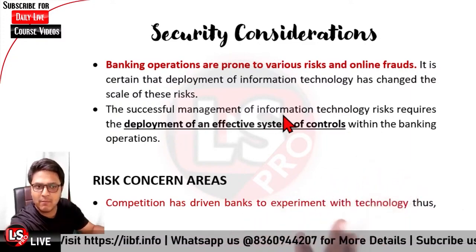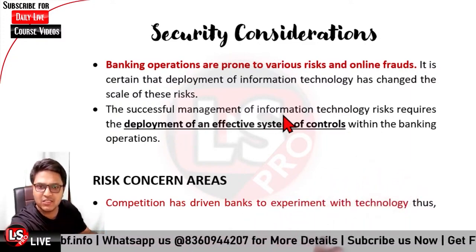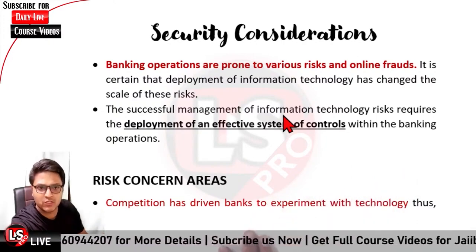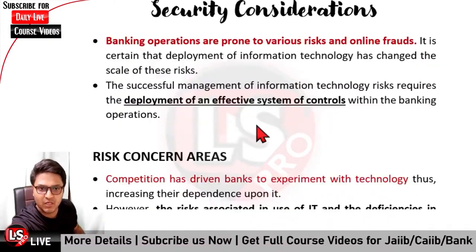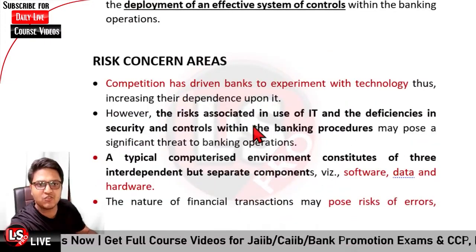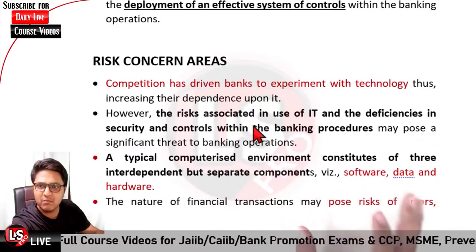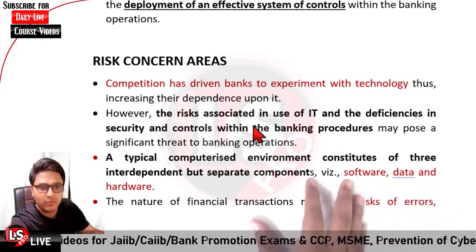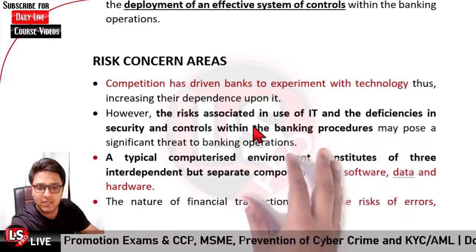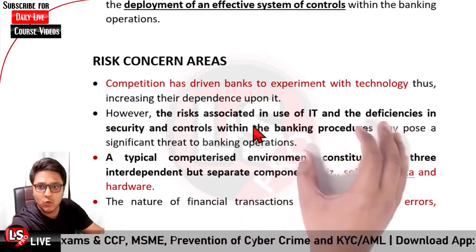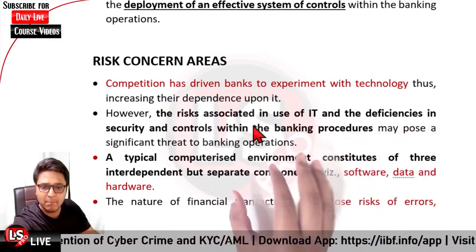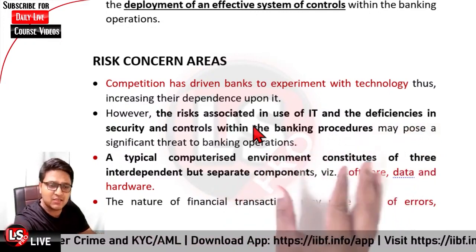So successful management of information technology is required so as to manage these risks. So what are the risk concern areas? First of all, competition has driven the banks to experiment with technology. Now the banks want to have an edge in the technology itself, so they are adopting new technology, that is, innovations. But whenever an innovative idea is implemented, generally there are some loopholes.